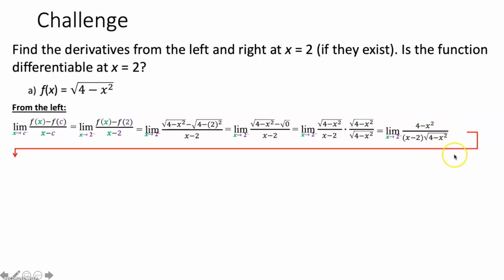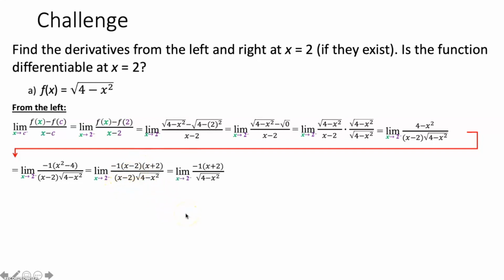So how can I simplify this more? Well, in the numerator, can I factor out a negative 1? And if I do, don't I get a difference of squares? x squared minus 4? Yeah, so that turns into x plus 2 times x minus 2. And the x minus 2's in the numerator and denominator cancel each other out. So now I can evaluate this limit by plugging in 2 here and here, and I end up getting negative 4 over 0. So again, it's not 0 over 0, it's not an indeterminate form, it's a number over 0. So my answer is going to be either positive infinity or negative infinity.